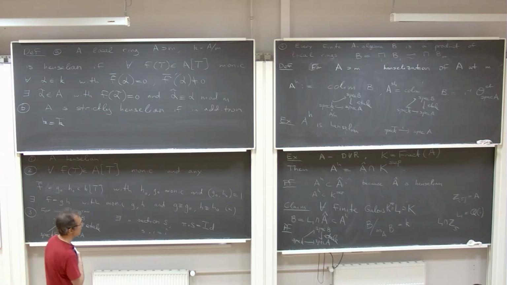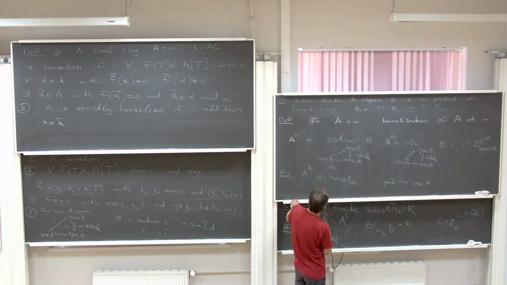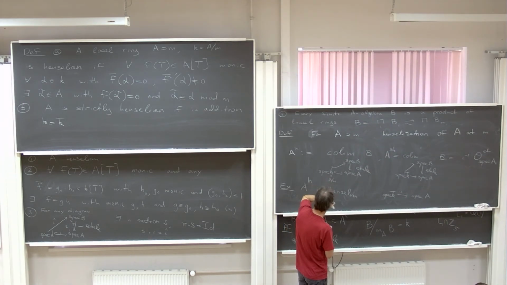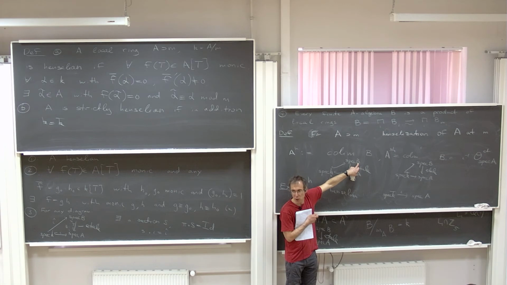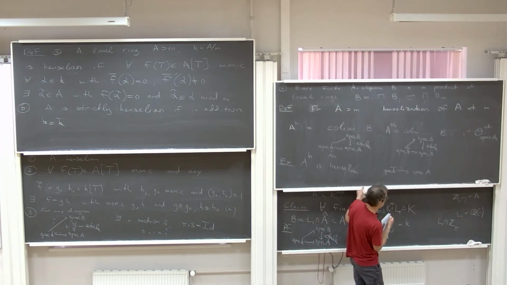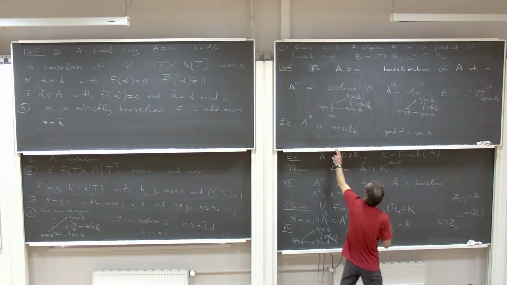So let's see why A^h embeds into A hat. So let's look at the definition here. This is the definition of A^h. So I need to show that every B with this property maps uniquely to A hat. It doesn't. There are choices. No, it maps uniquely. It maps uniquely because I have this point fixed.